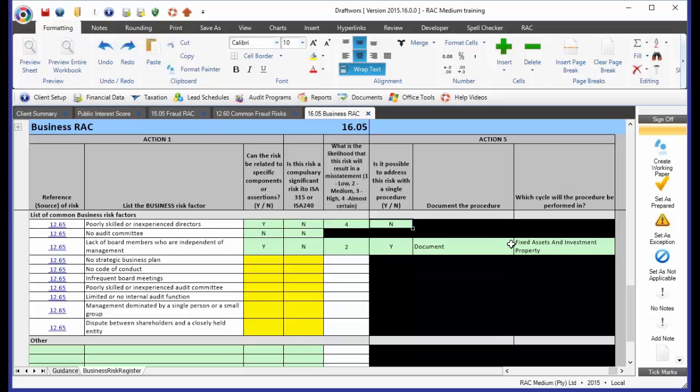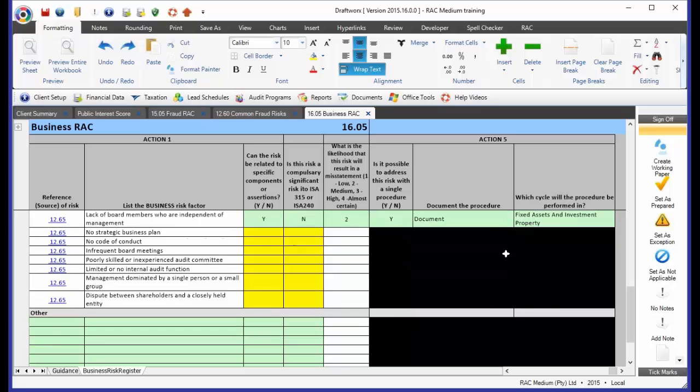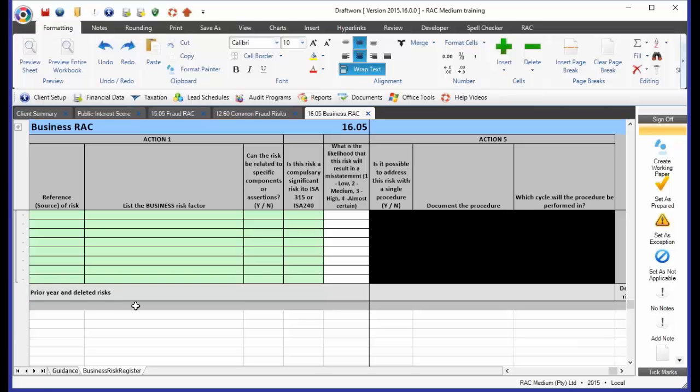to the audit programs. The deleted risks work in exactly the same way on your business RAC. Anything that is deleted is carried down to the bottom.